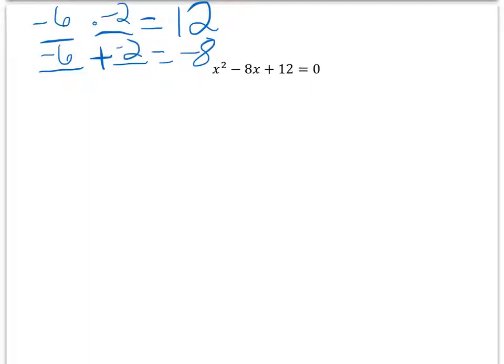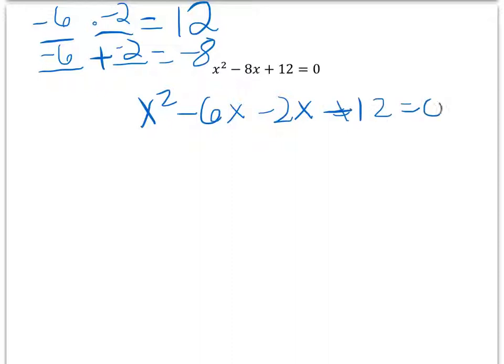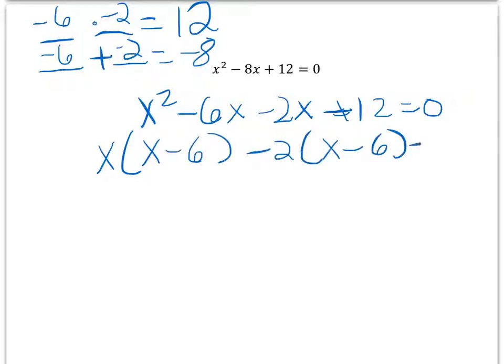Okay, we're going to break apart our trinomial. x squared minus 6x minus 2x plus 12 equals 0. Factor by grouping, we can take out an x. We can take out a negative 2. So our two factors are x minus 2 and x minus 6.